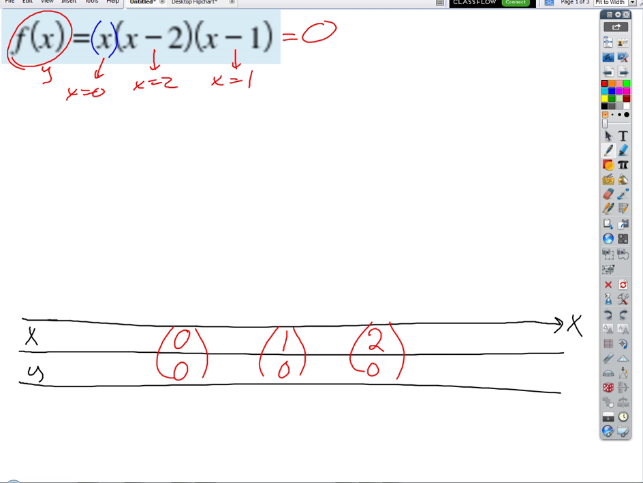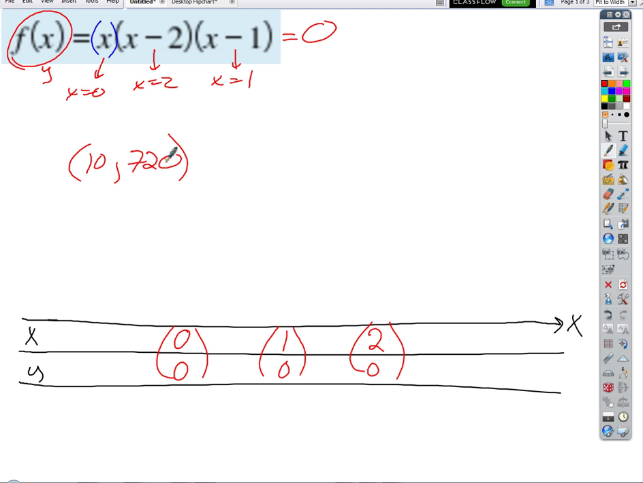Because what are we doing? We're just taking this whole function, which is what gives us back y values, correct? Everybody see that? If I were to plug in 10, I'm going to get 10 times 8 times 9, some big number, right? That would tell me that a point on the function was x equals 10 and y equals 10 times 8 times 9, which is 720. That's my y value that goes with it.